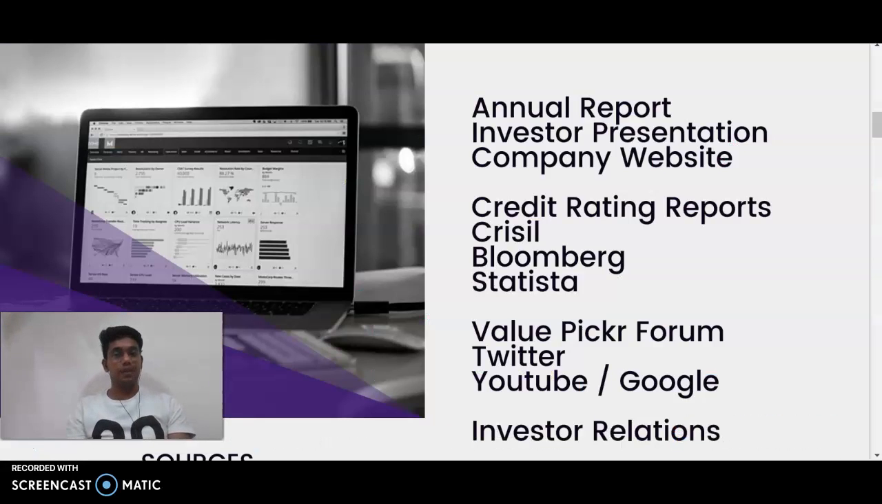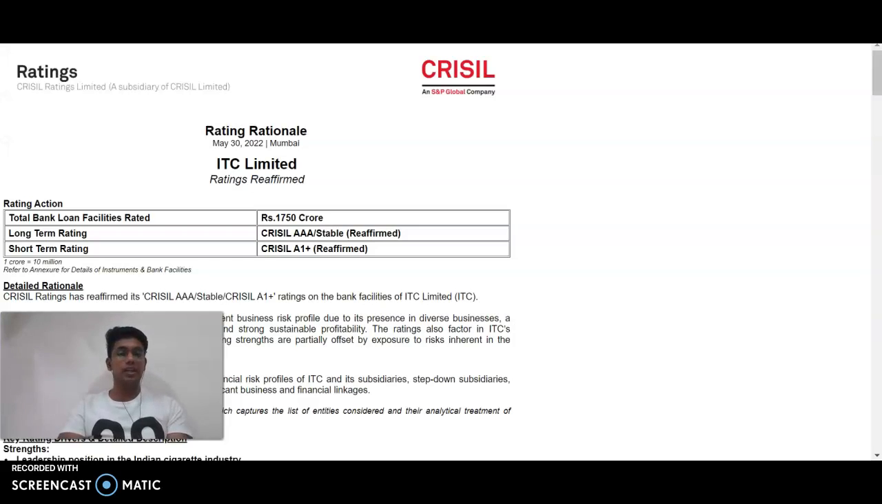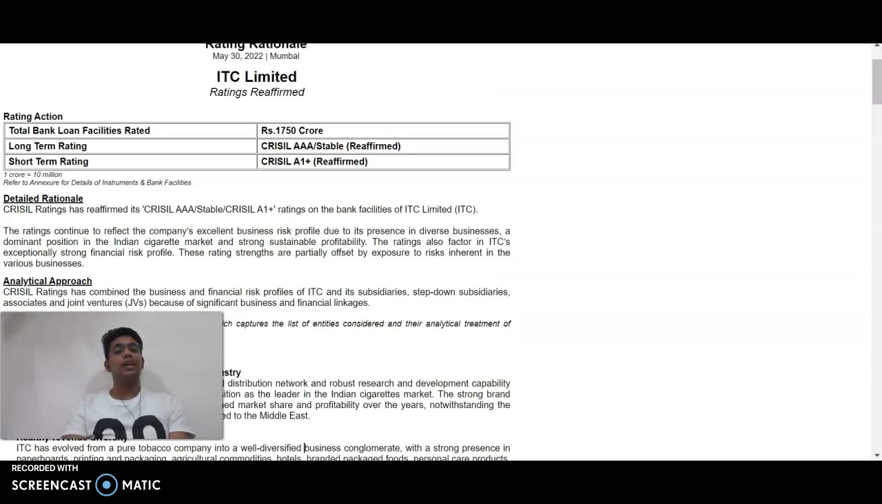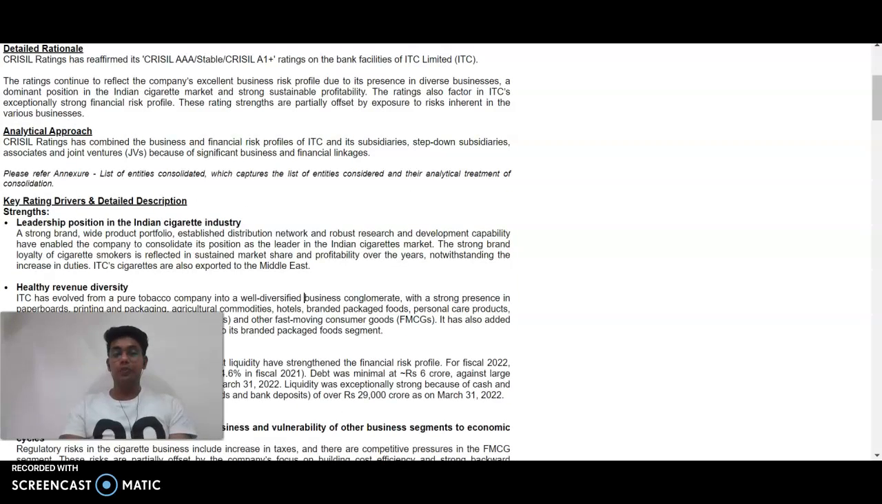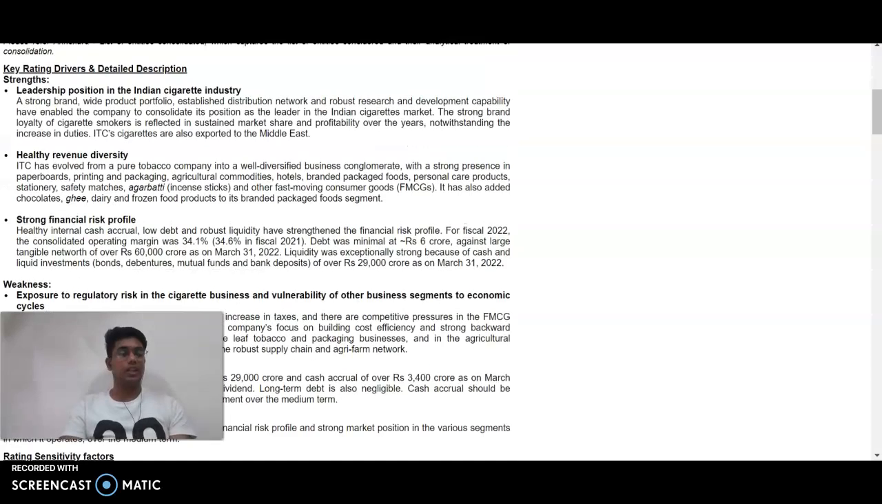And next is the credit rating reports, as you have already mentioned. This is the CRISIL credit rating report on ITC Limited, in which they have given the rating AAA, which is the best rated, and A1 plus short term rating, and short term facilities of about 1,750 crore. And now the details about the company are mentioned, and if you read, you will get a very beautiful idea about the company business, the company current scenario.